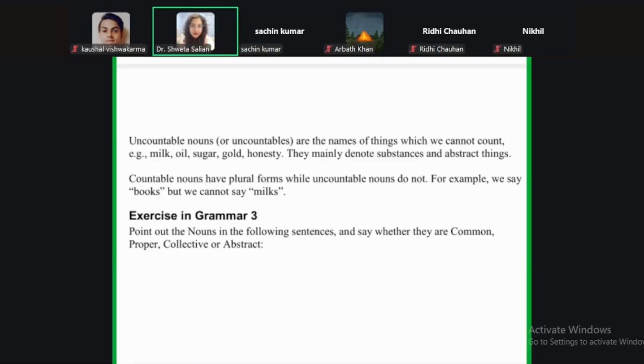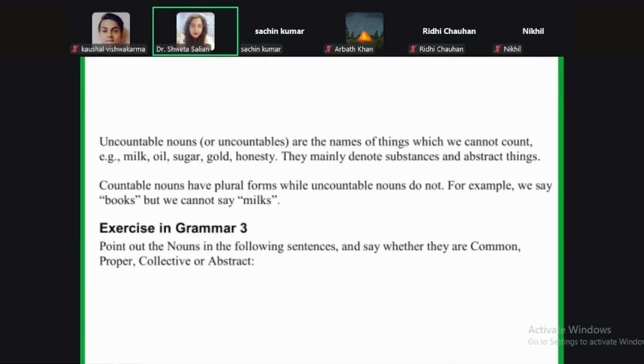So you will not use a and the etc. before milk, oil, sugar and stuff. But if you're saying a particular kind of sugar, for instance, the sugar that was bought from a particular store, then that's fine. Because you're not counting sugar, you are describing a particular kind of sugar.